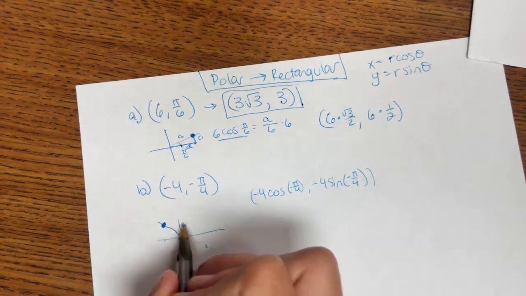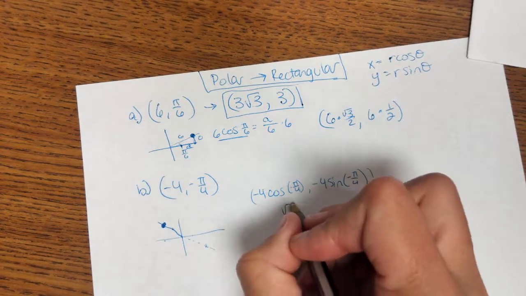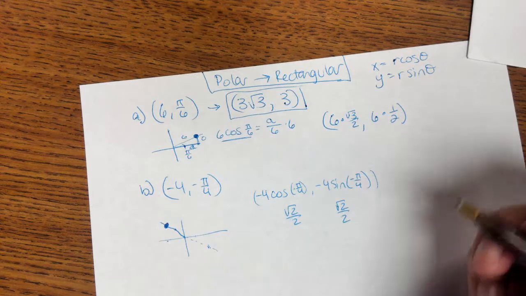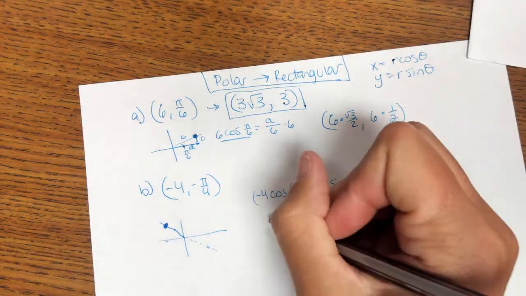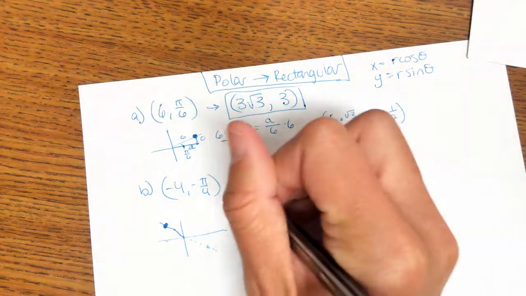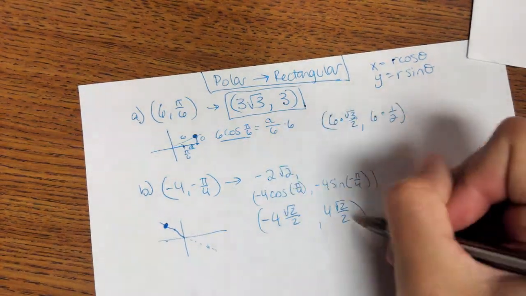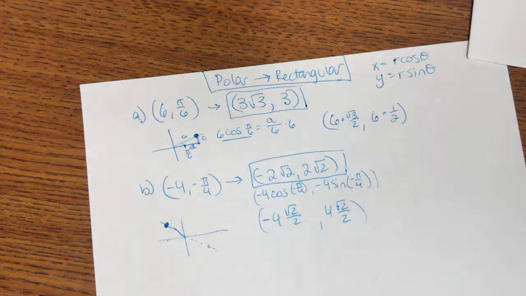So then really we're looking at 3 pi over 4. So we know it's going to be radical 2 over 2, radical 2 over 2. If we're thinking in terms of what we've got, we know my x is going to be negative, my y is going to be positive. Simplify as much as you can. Negative 4 over 2 is negative 2 radical 2, comma 2 radical 2. That would be your final rectangular coordinate.